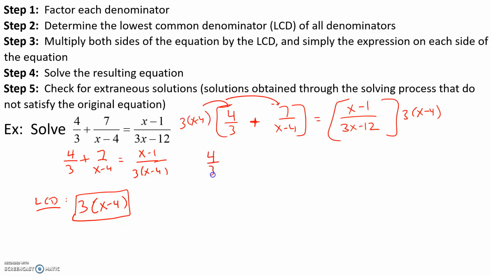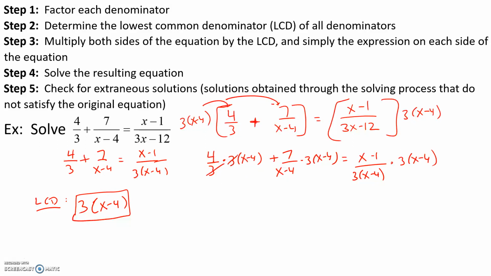We got 4 over 3 times 3 times the quantity x minus 4 plus 7 over x minus 4 times 3 times the quantity x minus 4. Remember, it distributes to both of these terms. On the right side, we have x minus 1. The 3x minus 12 in factored form is 3 times the quantity x minus 4 times 3 times the quantity x minus 4. Okay, let's cross cancel things.